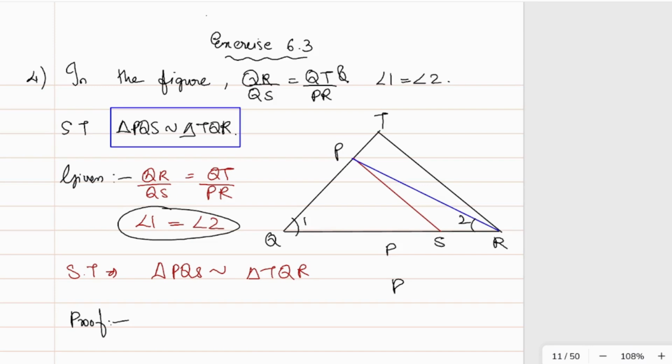It is given that in the figure QR by QS equals QT by PR and angle 1 equals angle 2. What we have to show? Show that triangle PQS is similar to triangle TQR.